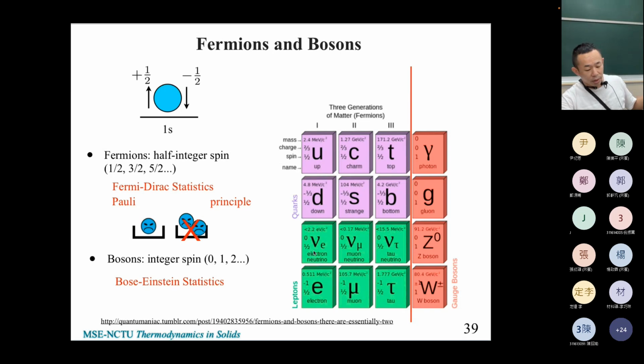So after we talk about the spin, right? And then we can talk about the fermions and bosons. Okay, so as we can see, fermion has spin. You can have a positive half or minus half. So you can have half integer spin like this. And fermion has a really interesting phenomenon. It's called Pauli exclusion principle.